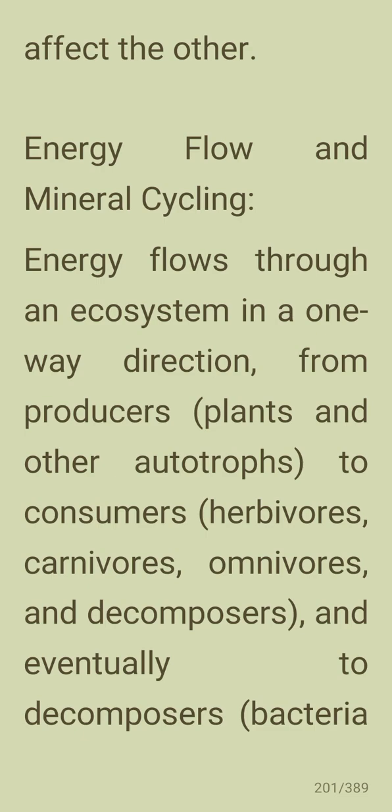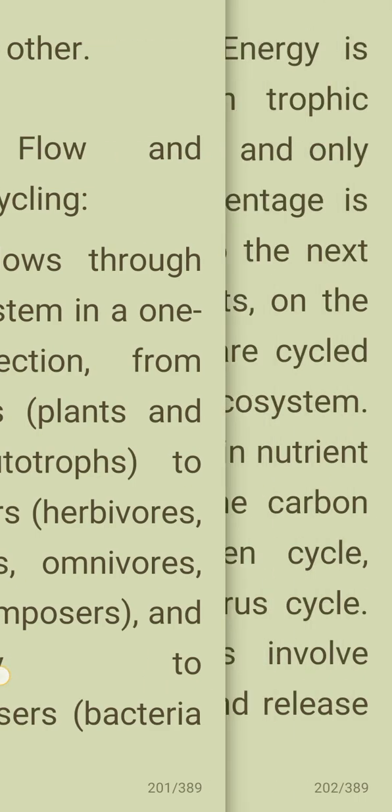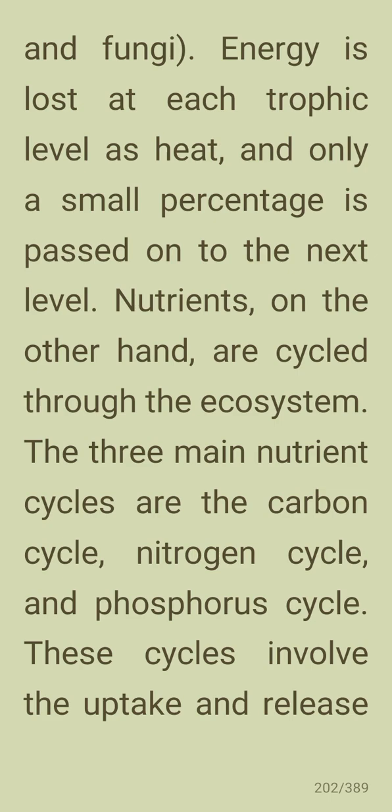Next, energy flow and mineral cycling. Energy flows through an ecosystem in a one-way direction from producers like plants and other autotrophs to consumers like herbivores, carnivores and omnivores, and eventually to decomposers like bacteria and fungi. So energy is lost at each trophic level as heat, and only a small percent is passed to the next level. Nutrients, on the other hand, are cycled through the ecosystem.